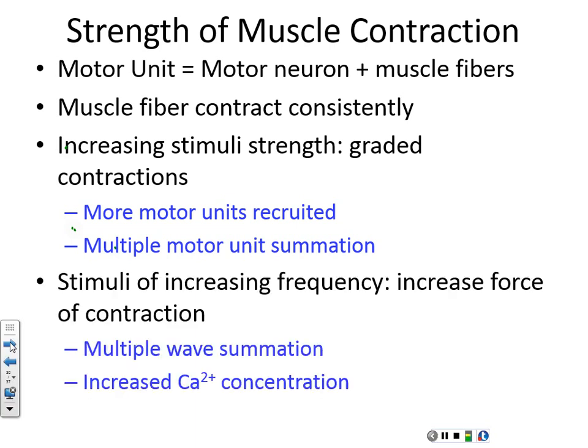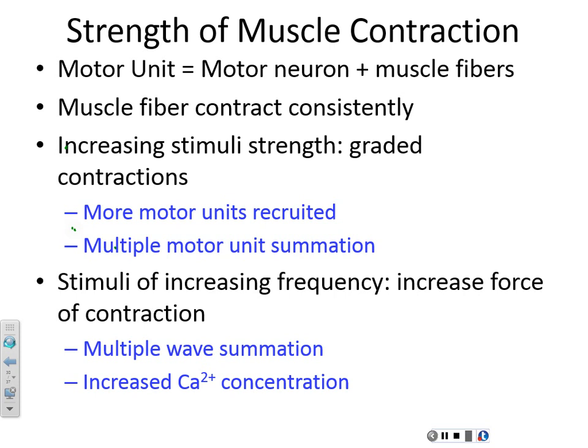But sometimes we have a stimulus where many stimuli are coming per unit time, so the frequency is much higher. What happens is that the muscle will simply contract with greater force. So that's multiple wave summation.